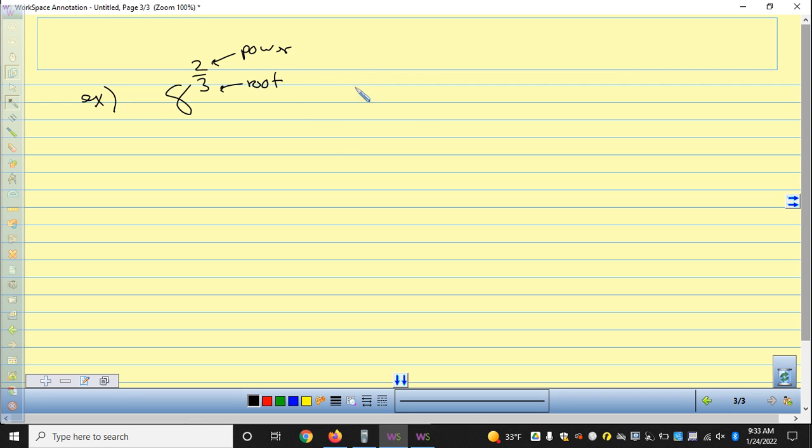So we can write this as the 3rd root of 8, squared. This tells us to take the 3rd root, and this tells us to raise it to the 2nd power. We can also write this as the 3rd root of 8 squared. The power can go on the outside or the inside of the radical. These are the same.